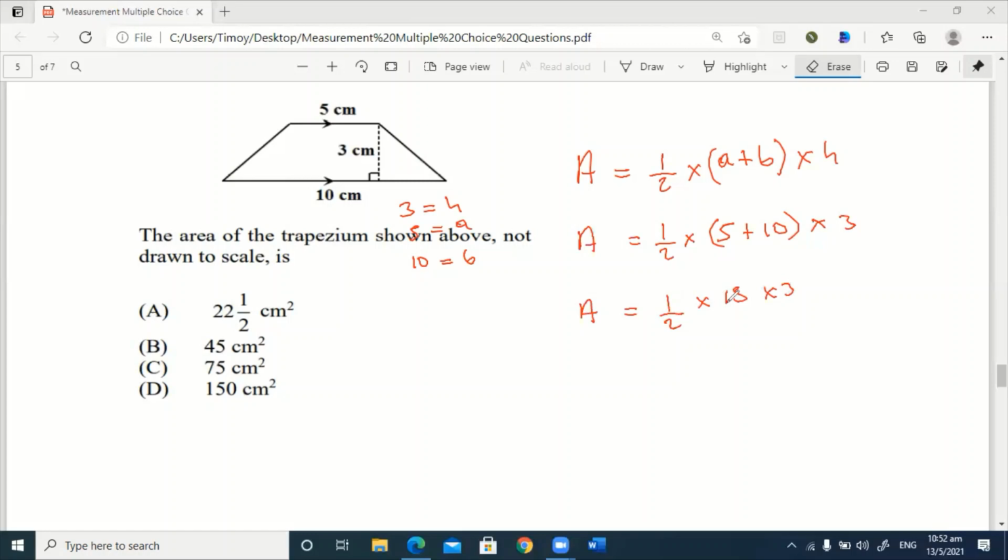What is 3 times 15? 3 times 15 is going to equal 45. What is half of 45? Half of 45 is just going to be 22 and a half. All right? So the area of this trapezium is going to be 22 and a half squared centimeter. So our answer here is going to be A.